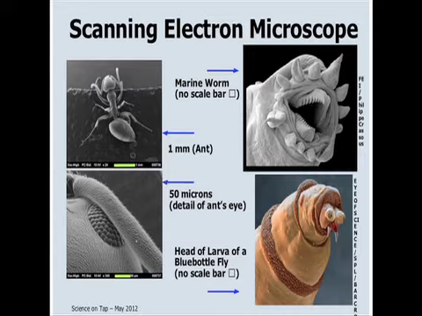As you see here, the image is in color. This is artificially colored. The electron microscope won't provide color, but we can add color to look more interesting.